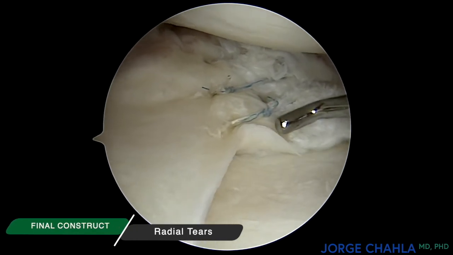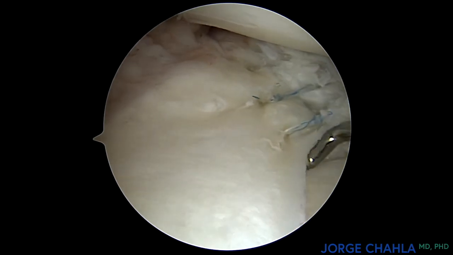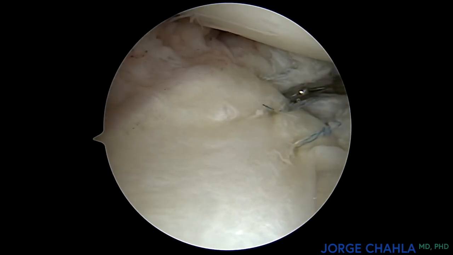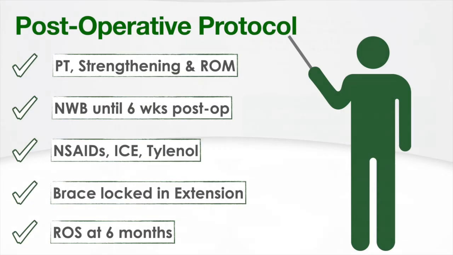The final construct is evaluated with a probe to confirm appropriate reduction and fixation of the radial tear with appropriate tensioning. Most patients follow a standard post-operative meniscal repair protocol as shown here.